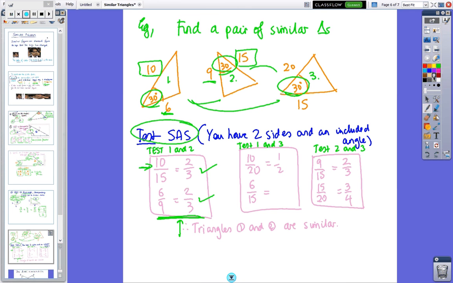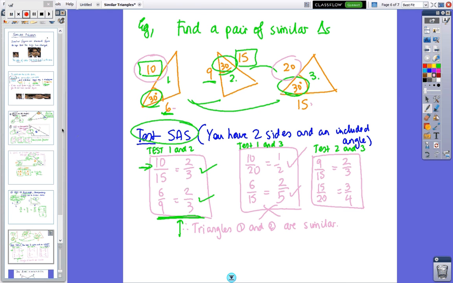So the ratio 6 over 15 equals 2/5. Okay, so we're looking at 10 going with 20, which is a half, and 6 going with 15, which is 2/5. They're not the same, so they're not similar.